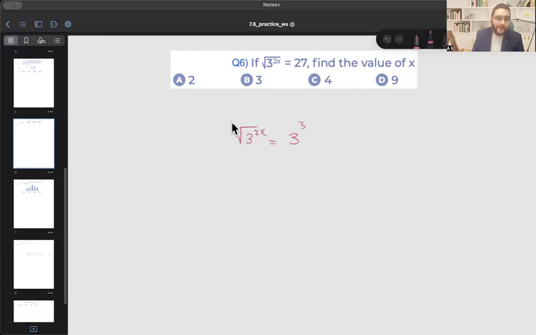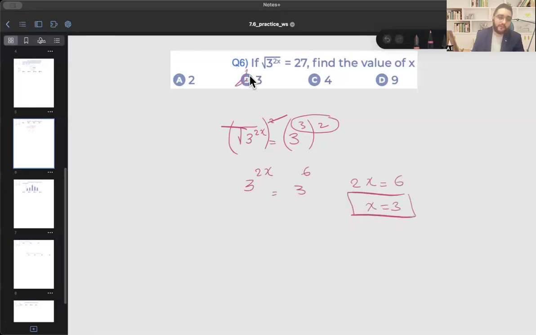Okay? How can we remove the square root? Square both sides. You will cross the square root with power 2. So 3 raised to the power of 2x equals 3 raised to the power of, just multiply 3 times 2, which equals 6. We now have the base equal to the base, so the exponent equals the exponent. It means 2x equals 6. So x equals 3. So the answer is 3, which is B.